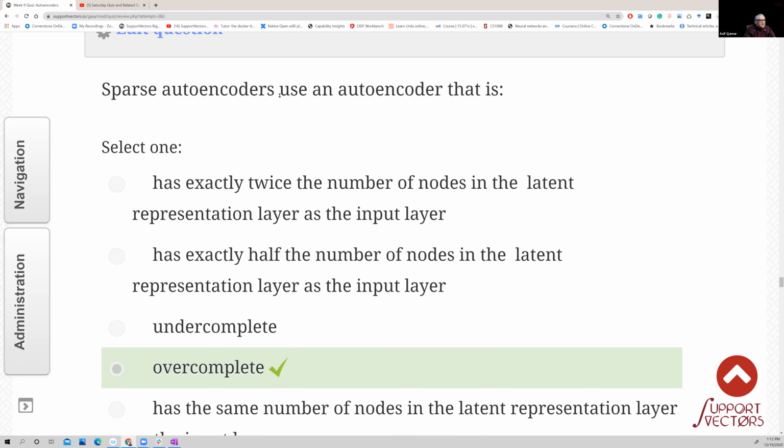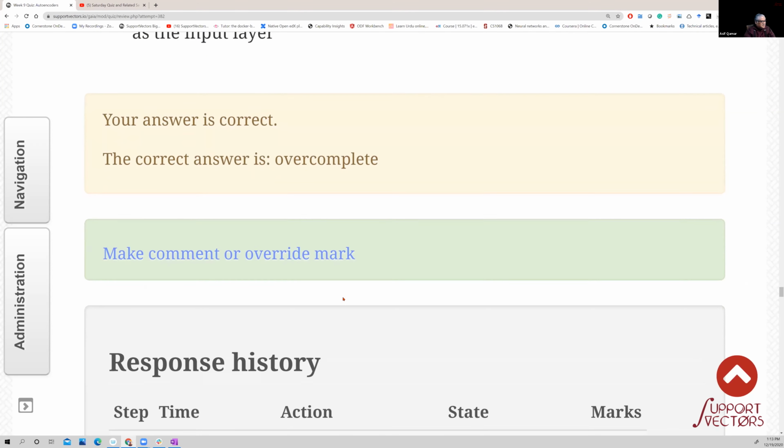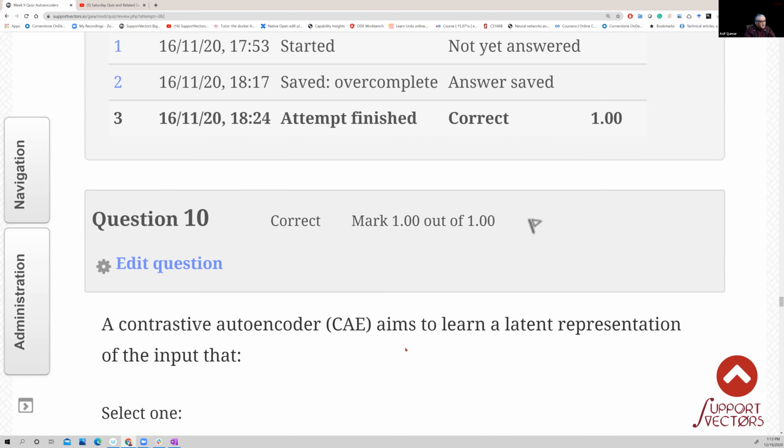So, of course, sparse autoencoders use an overcomplete representation. It was a simple, straightforward one. Next question. Actually, I think there is a typo here. It's a contractive, not contrastive.